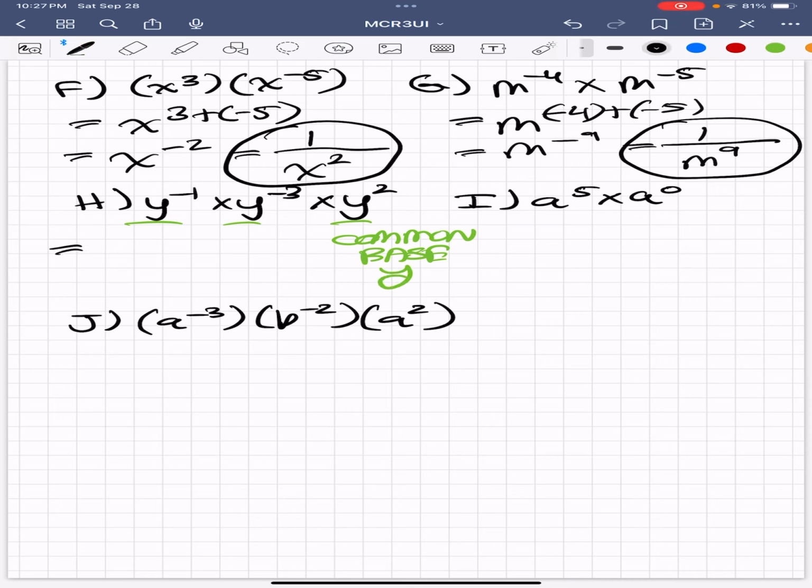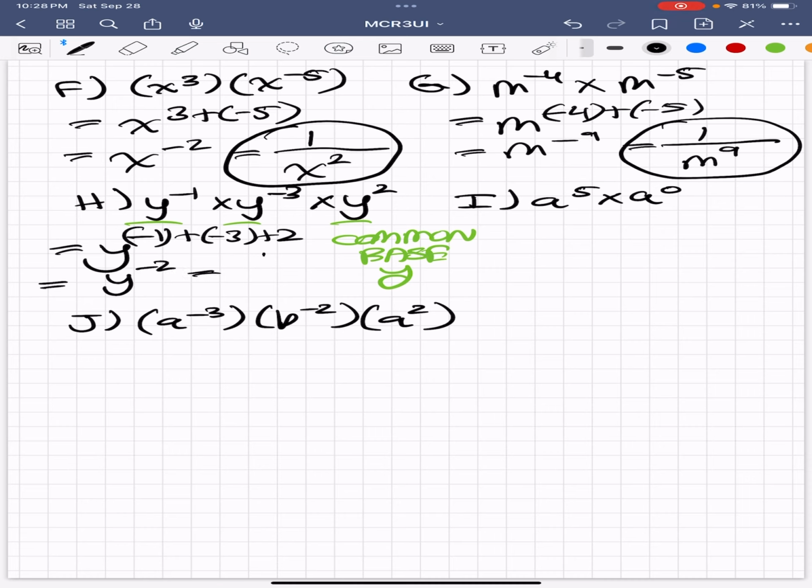So we're going to add these exponents together. So -1 plus -3 plus 2. So -1 and -3 is -4. And then we add 2, which is y to the -2.